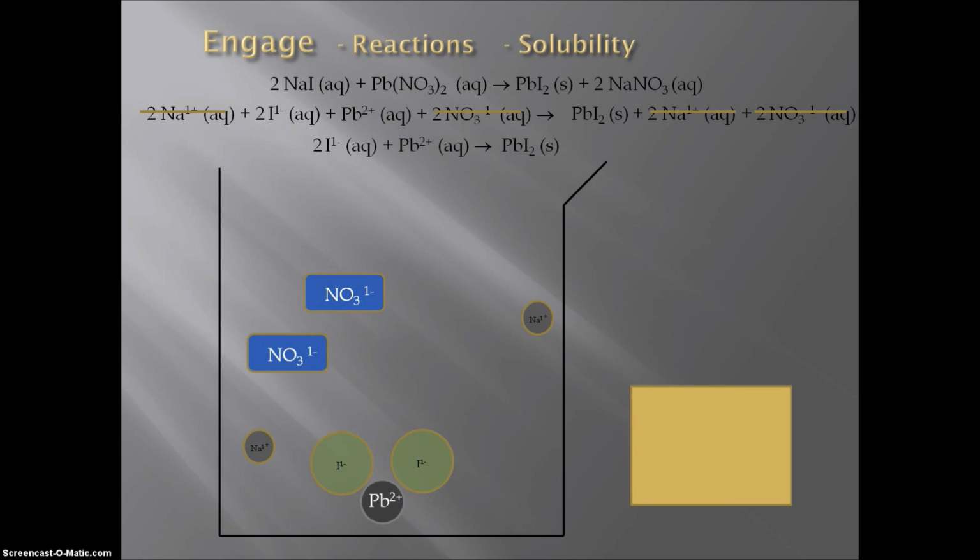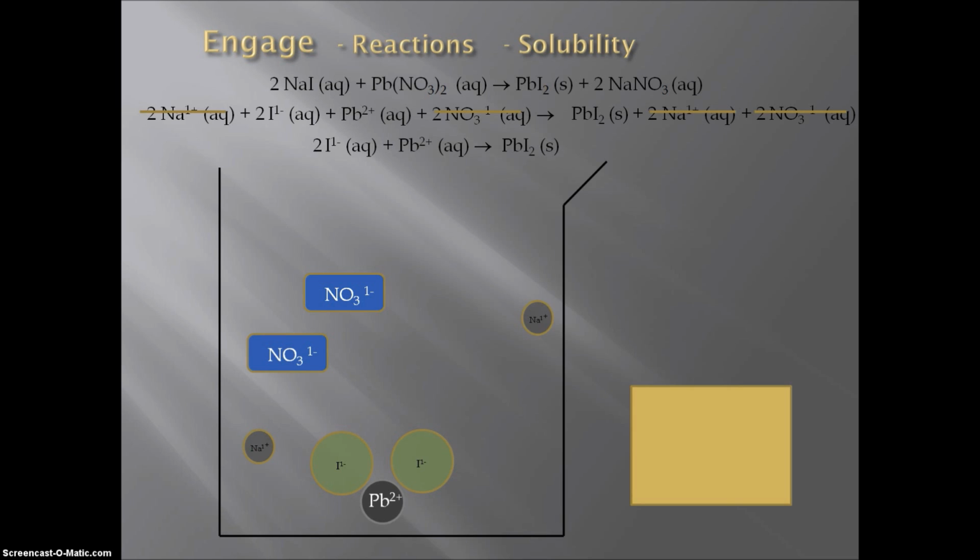So if I take those off and write the remains of the equation, where we have the 2 iodide plus 2 lead, all aqueous, yielding lead iodide solid, that is called the net ionic equation. And quite frequently in chemistry, the net ionic equation is all that we need to write.